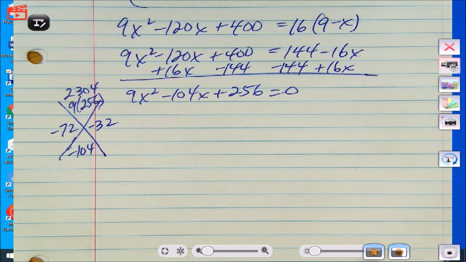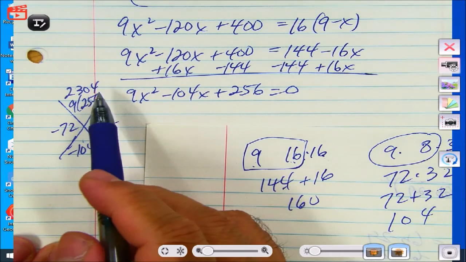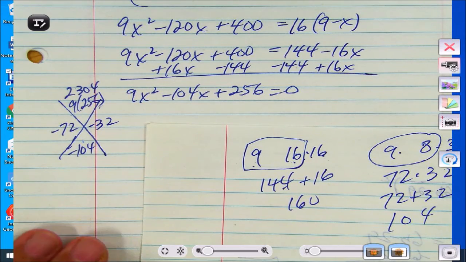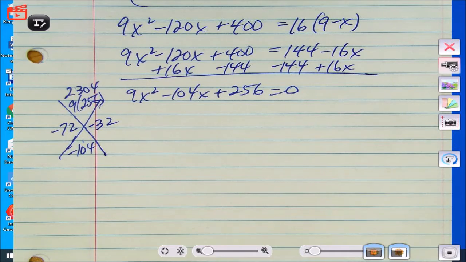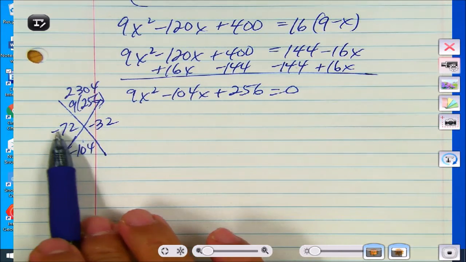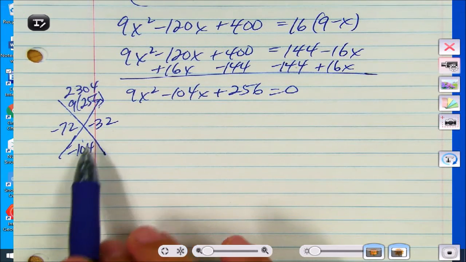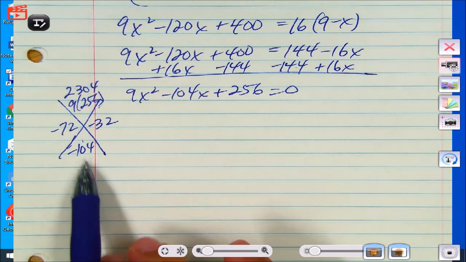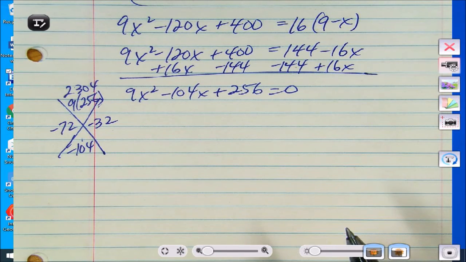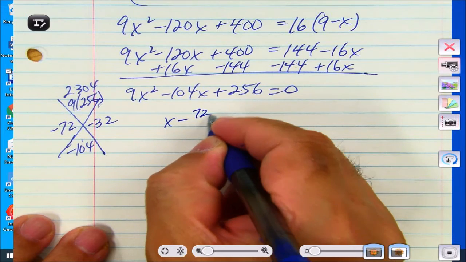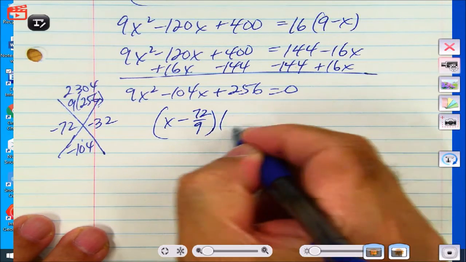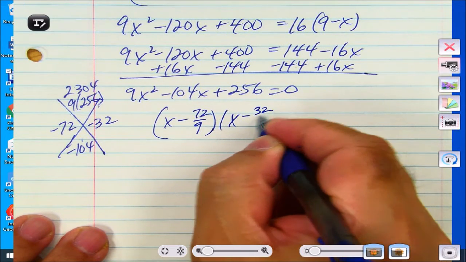Now, if you're more comfortable just randomly putting numbers into 2,304, that's fine. Why are they both negative? In order to get a positive number, they have to be the same sign. To get a negative sum, I need the negatives. And we still have to solve for it. All right. So this becomes x minus 72 over 9 and x minus 32 over 9.